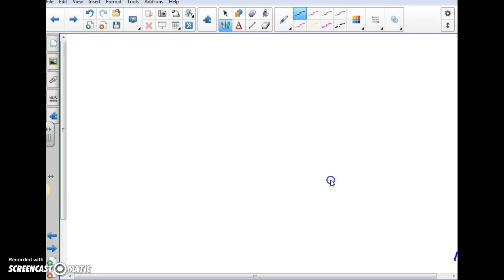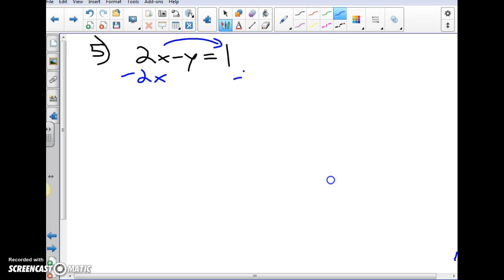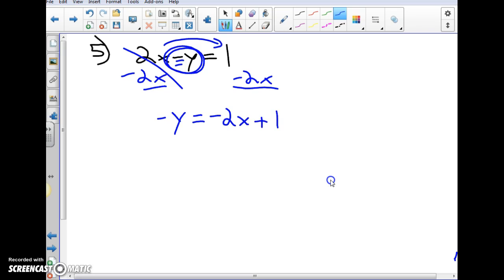Number 5, I want you to take the equation that's given to you in standard form, and I want you to put it in slope-intercept form. Again, these kind of have a pattern. I'm going to move the x term over to the right side. Well, since it's positive, I need to subtract. Subtracting 2x, that's gone. A lot of you are forgetting to bring down your sign. Okay? Bring down that negative y equal to negative 2x plus 1.